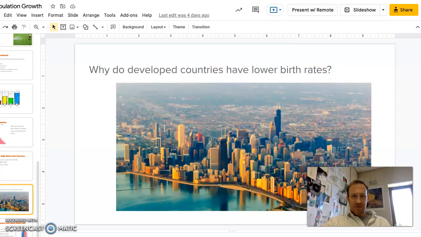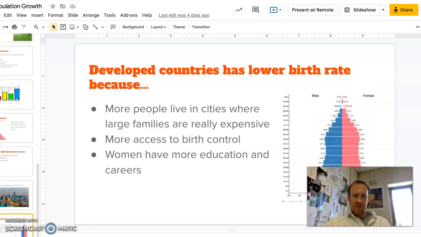So if we look at the opposite, why do developed countries like our own have lower birth rates and smaller families? There's a couple reasons. First one, in developed countries, most people live in cities, and having a large family when you're living in a city is very, very expensive. You need a larger apartment or a larger home. Food costs more, clothing is more, everything costs more. So if you want to have a family of 6, 7 children, you can do it, it's just going to be very, very expensive.